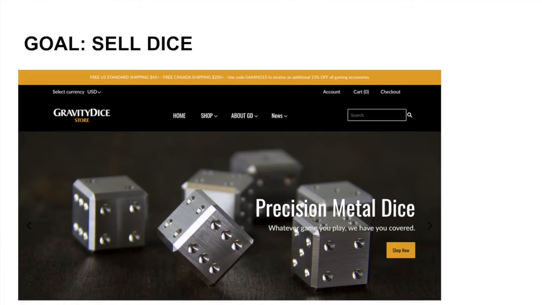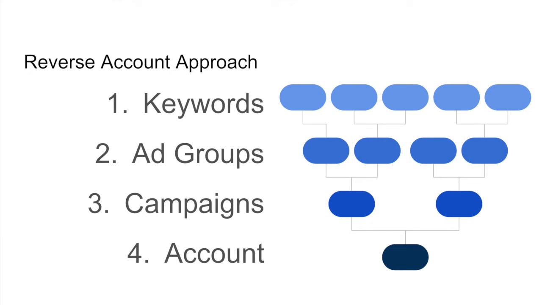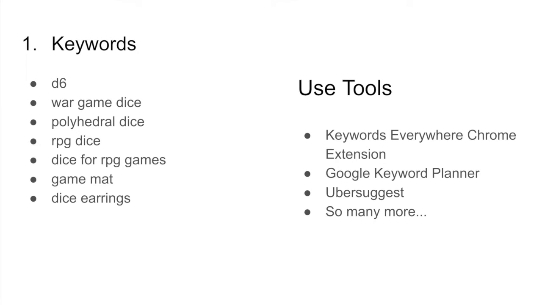Let's re-emphasize this. Gravity Dice's goal is to sell dice. We're going to go through this process with Gravity Dice. We're going to write down the keywords, put them into ad groups, put those into campaigns, and upload them to our Google Ad account. Here are some keywords that I thought of. I've used other tools. There's a tool called the Keyword Planner in Google Ads. You can simply go there, select the ideas that you came up with, and Google will give you more suggestions. It is incredibly helpful and very accurate.